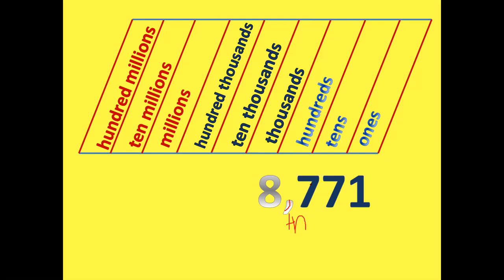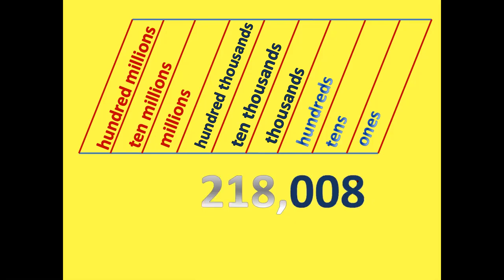Then this number, 771. Here the same. 1, 2, 3, comma. We have just 1 comma. This comma we will name it what? Thousand. I will read the numbers before the comma together and the numbers after the comma together. How do we read these 3 numbers? 200. So 218. 218 what? Thousand. And then 8.